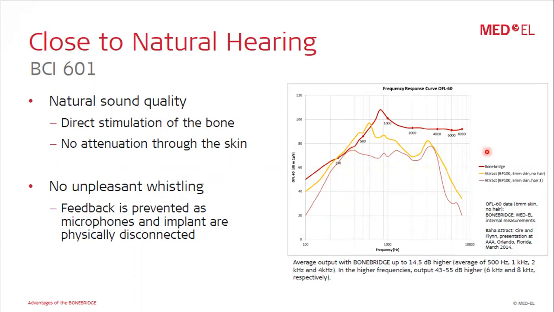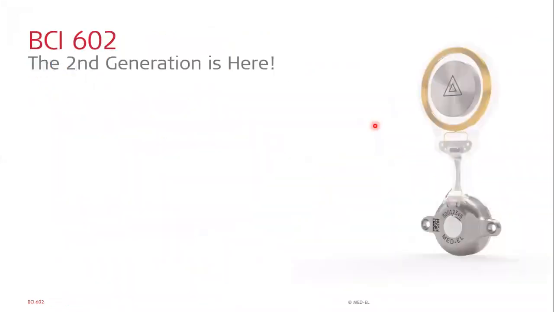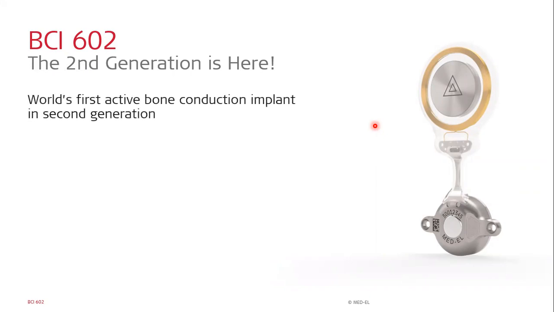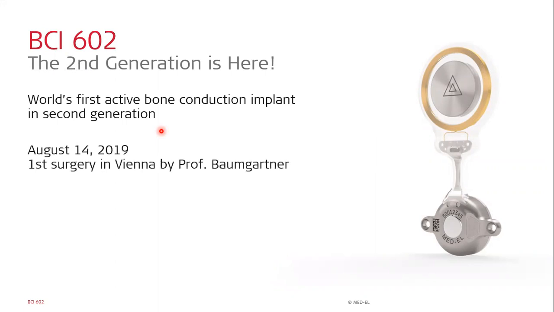And here is a comparison between the output force level at 60 dB for the BONEBRIDGE and the BAHA Attract. And you can see the huge difference in the output force level. So the BONEBRIDGE is really a reliable solution. And I'm very happy right now to tell you that we have a second generation of our bone conduction implant, the PCI 602. So it is the second version of the world's first active transcutaneous bone conduction implant. It was recently launched last year, and the first surgery was by Professor Baumgartner in Vienna in August last year, and it was launched at the ESPCI conference in October last year.